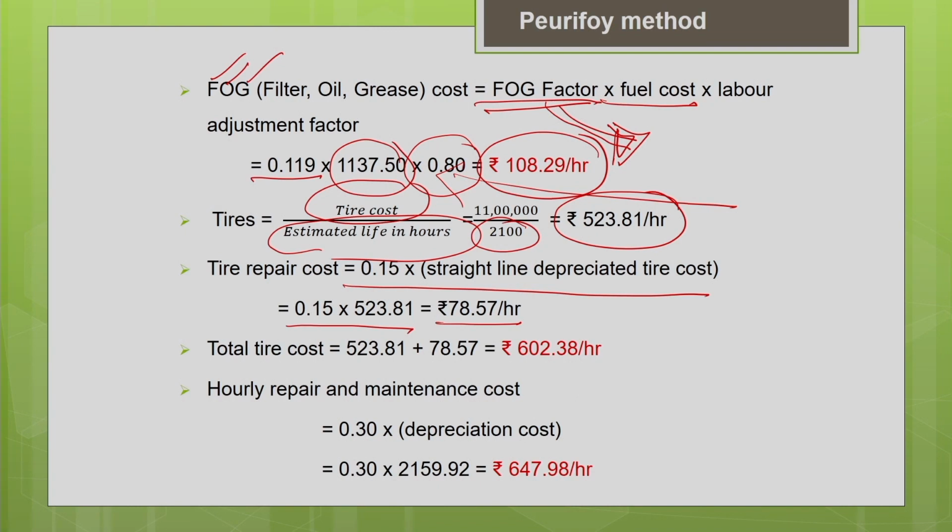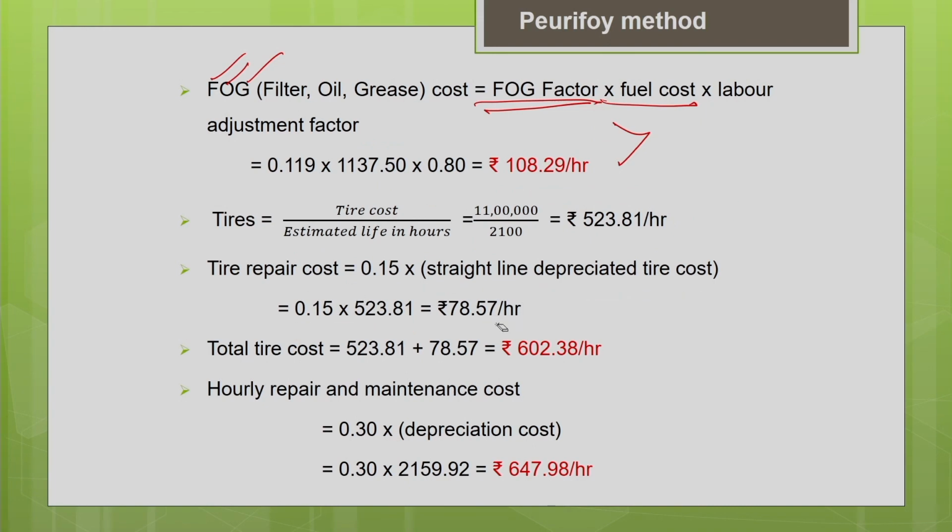Now calculate the total tire cost. So total tire cost is nothing but your tire replacement cost 523.81 plus your repair cost 78.57. If you add both, you will get the total tire cost as 602.38 per hour.